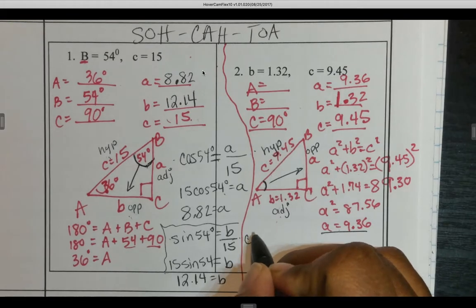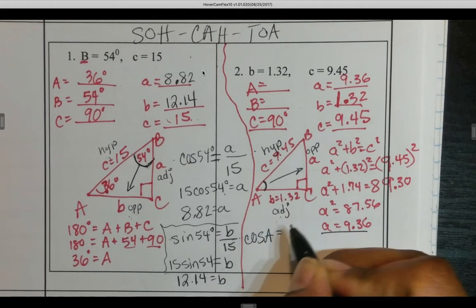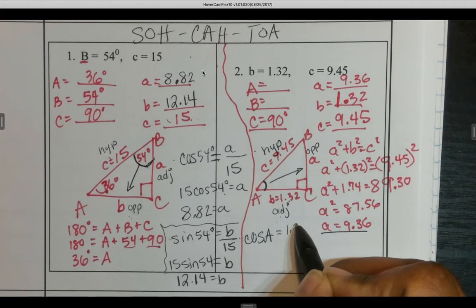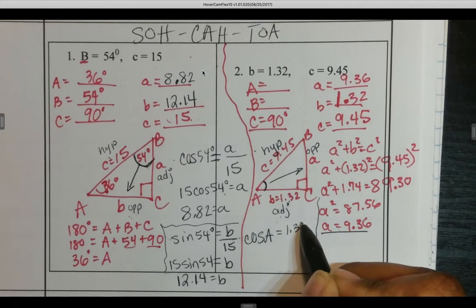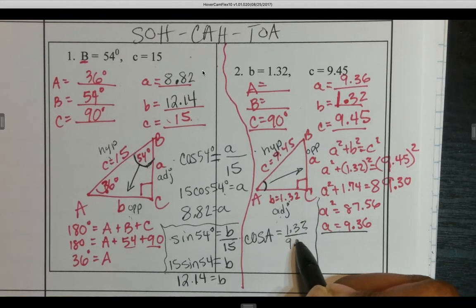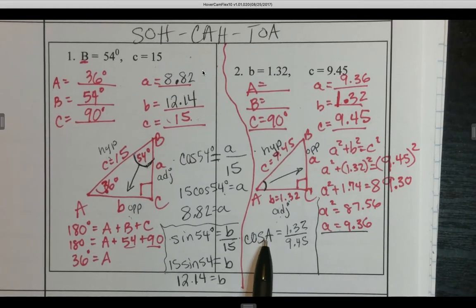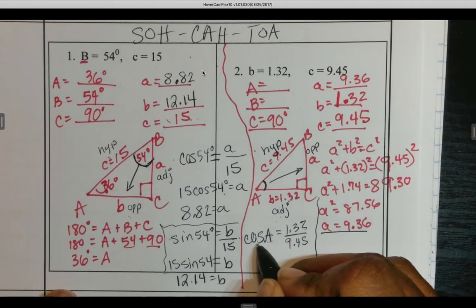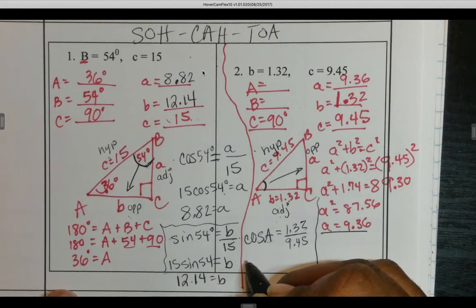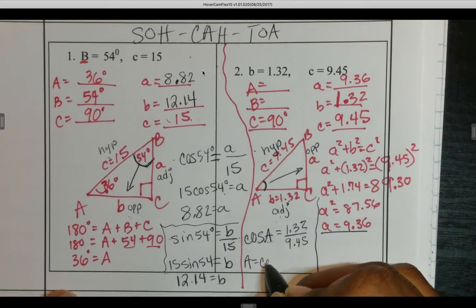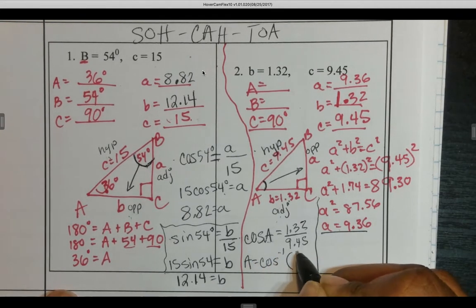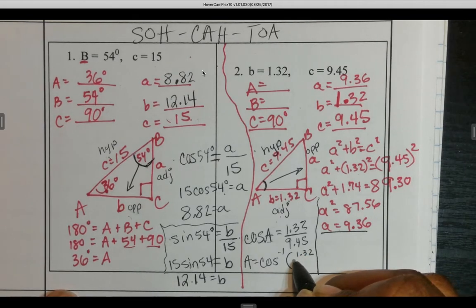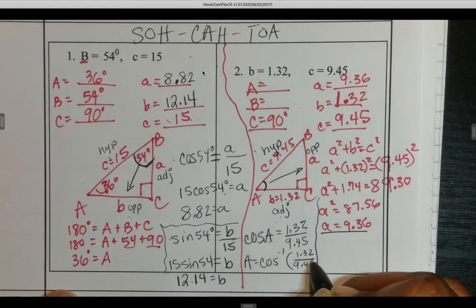So that means I can say cosine of angle A equals adjacent, just put a little line here, over hypotenuse. And here I'm looking for A. How do I untrap A? Right now A is kind of trapped and connected with cosine. How do I undo that cosine? I use cosine inverse, right? So I'm going to say A is cos inverse, arc cos if you want, of 1.32 over 9.45.